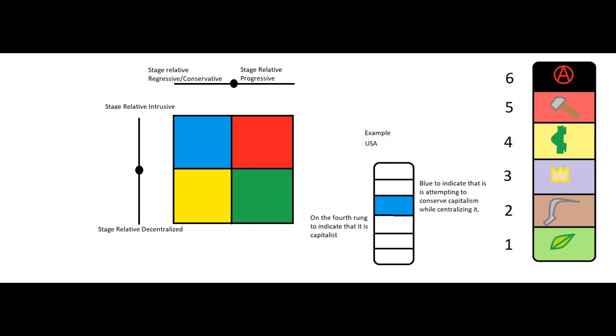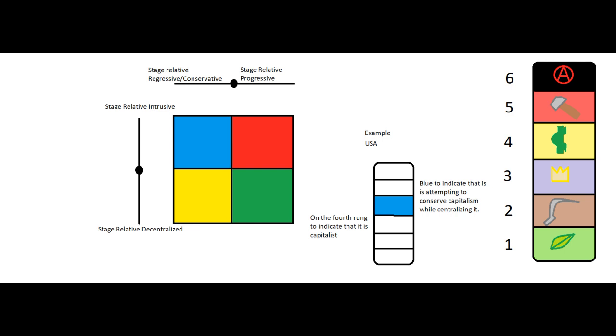Right here I have an example. This example is the USA. The USA is currently at stage 4 of Marxism, which is called capitalism. That means it's going to be on the fourth rung from the bottom. And I'm coloring it blue, and it will make more sense later why the part is blue.